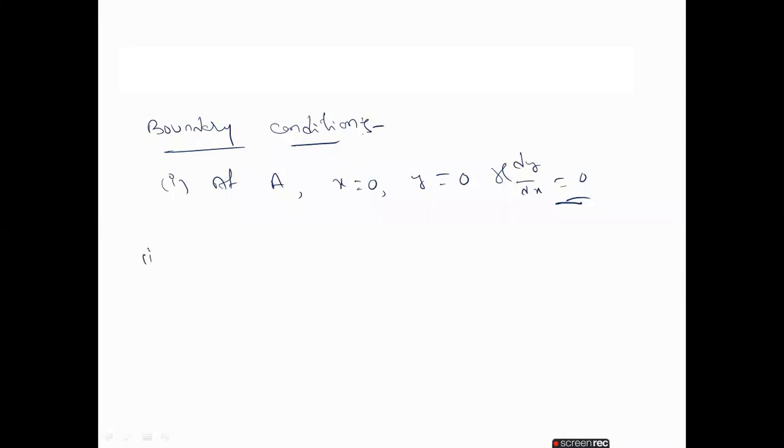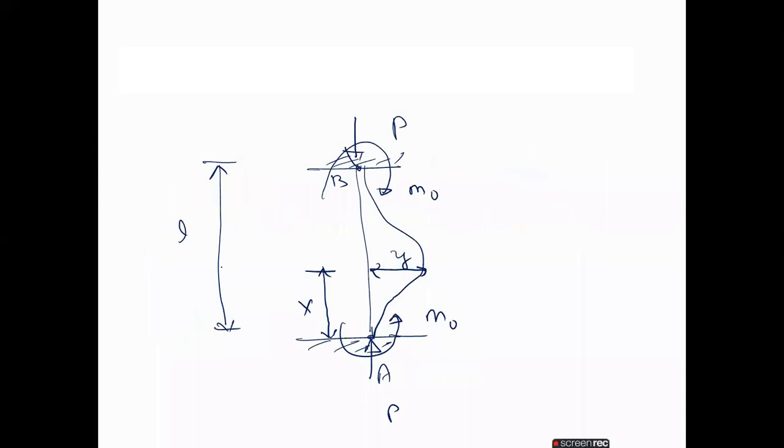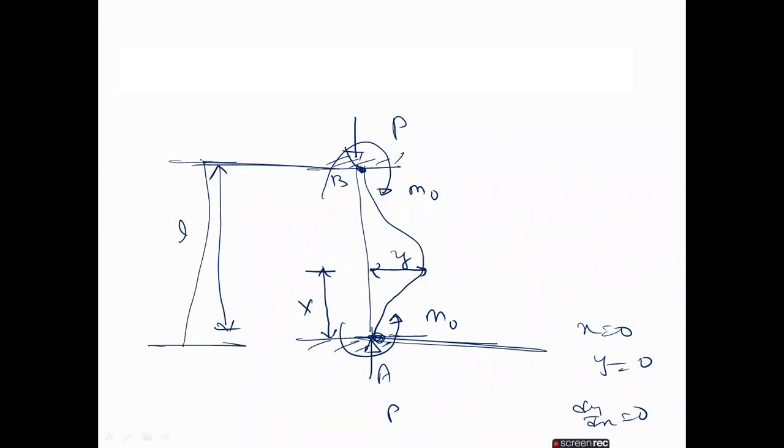But if you observe at point B, what happens? x equal to L, y equal to 0, dy by dx equal to 0. At point A, x equal to 0, y equal to 0, dy by dx equal to 0. But if you consider point B, the length from the bottom to here is L. So x equal to L, but y equal to 0. There is no deflection here due to the fixed end. Even dy by dx is also 0.